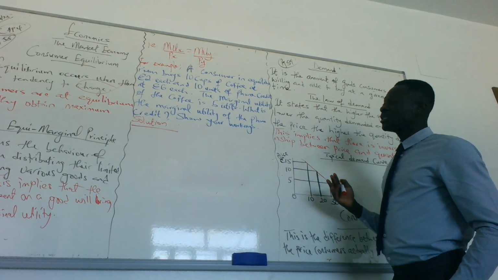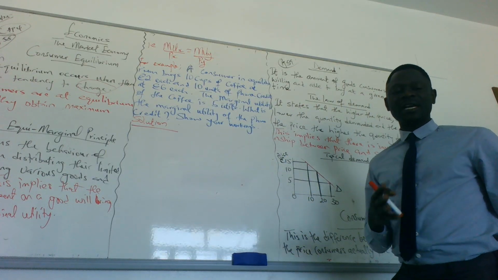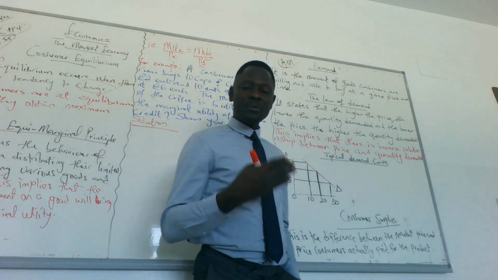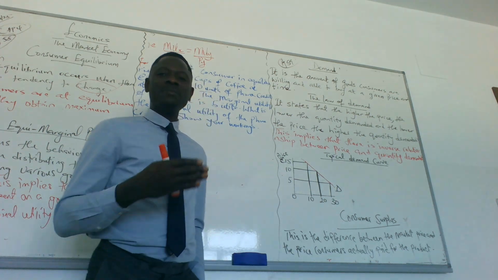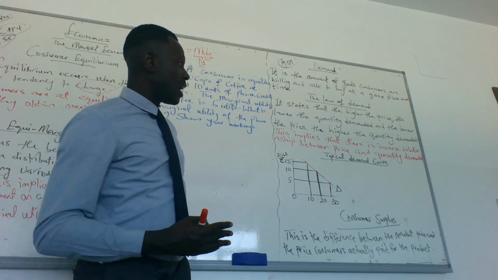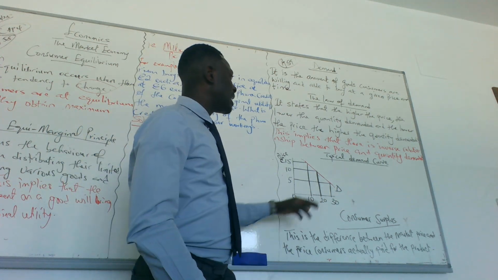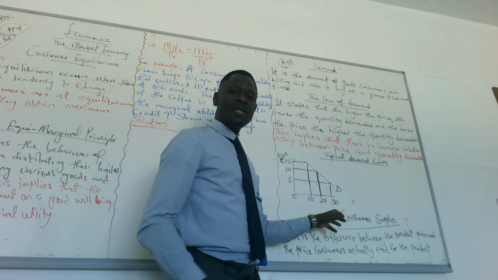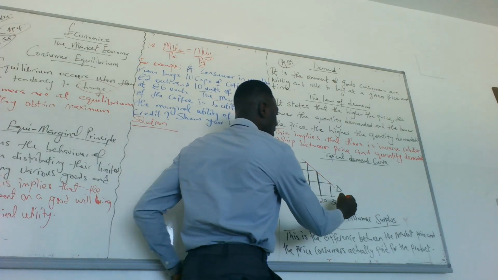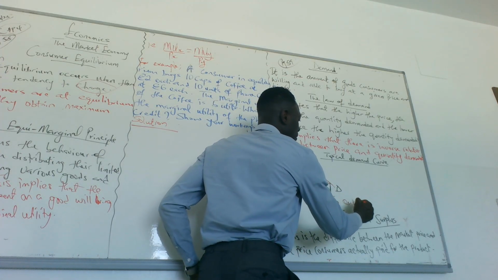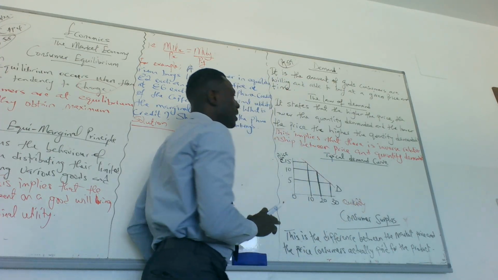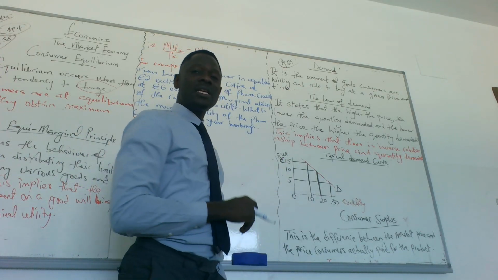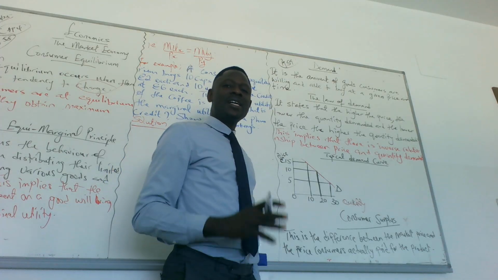Then, what is the law of demand? The law of demand says that the higher the price, the lower the quantity demanded. The lower the price, the higher the quantity demanded, which is vice versa. And that simply means what? That there is an inverse relationship between price and the quantity demanded. And that's why the law of demand says the higher the price, the lower the quantity demanded, and the lower the price, the higher the quantity demanded.